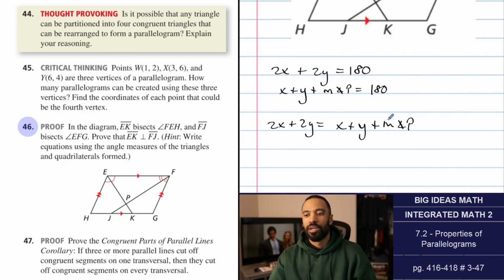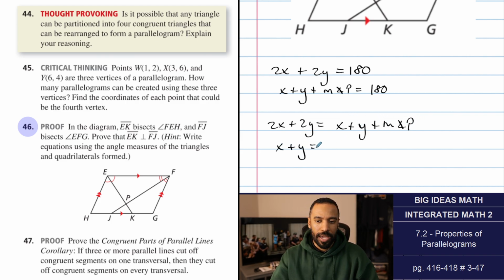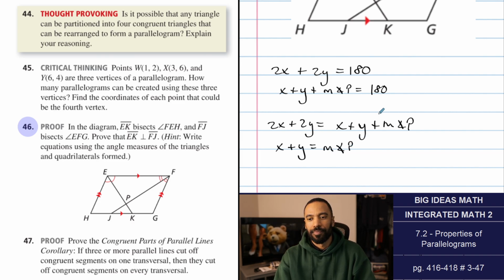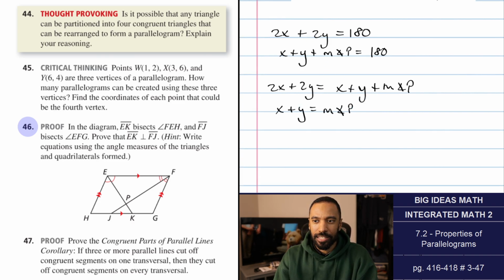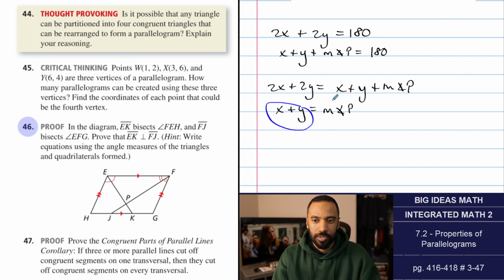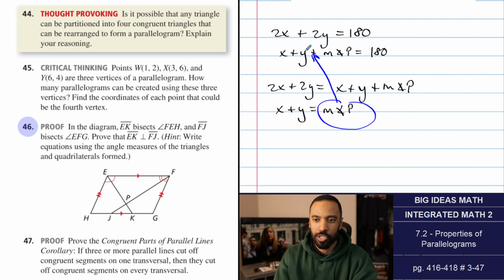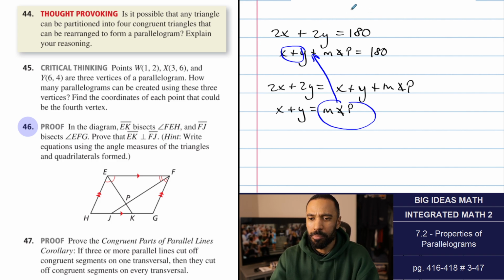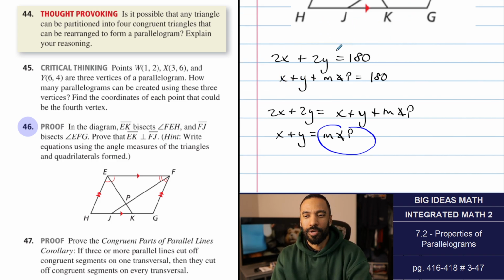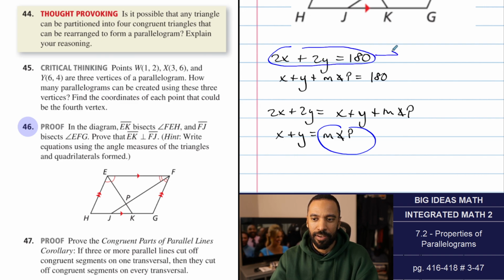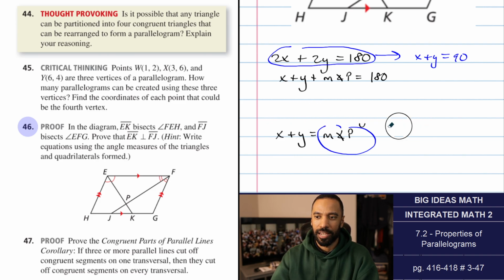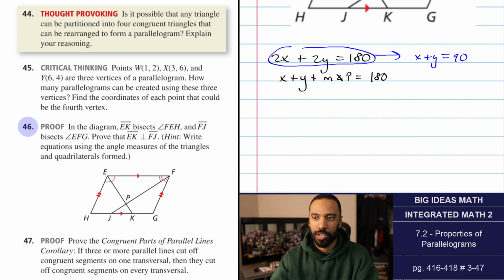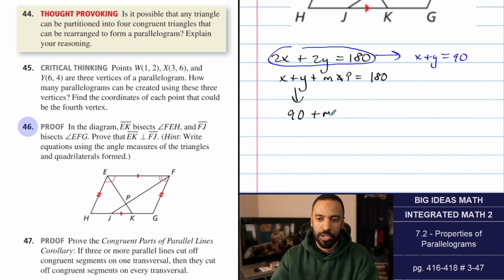I think I got it. If I subtract x and y over, x plus y equals the measure of angle P. Now I can substitute the measure of angle P for x plus y. Probably should have begun with that. If 2x plus 2y equals 180, I divide everything by 2, then x plus y equals 90. If x plus y is 90 and x plus y plus the measure of angle P is 180, then I can substitute 90 right there: 90 plus the measure of angle P is 180.